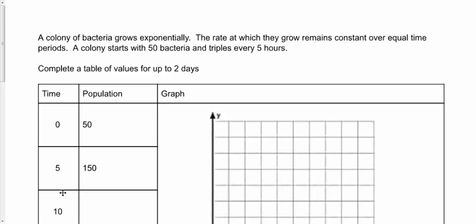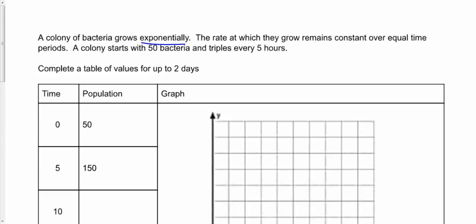The last example that we'll do today is looking at how we can both graph exponential relationships and fill out a table of values and make a graph from the table of values. Okay, so here the situation is we've got a colony of bacteria. It tells us that it grows exponentially. So there's a key term right there. It grows exponentially. The rate at which they grow remains constant over time.